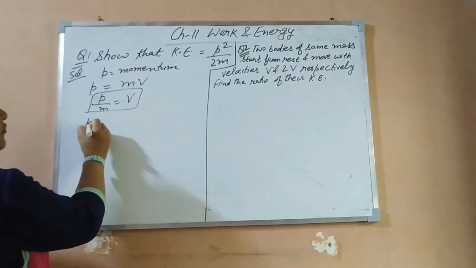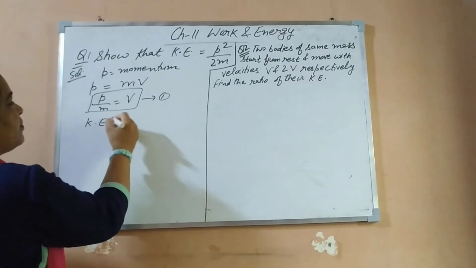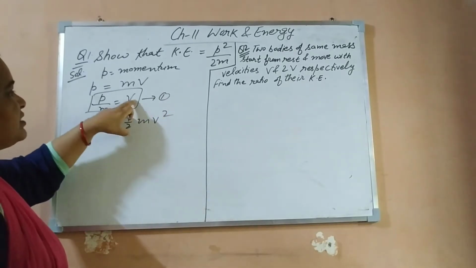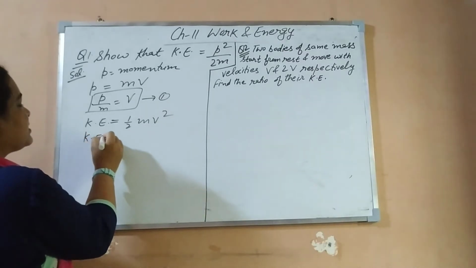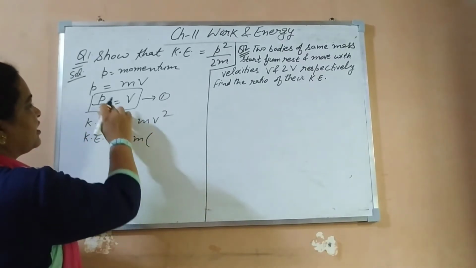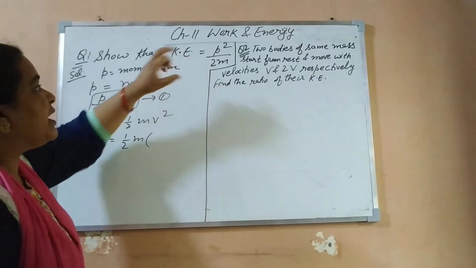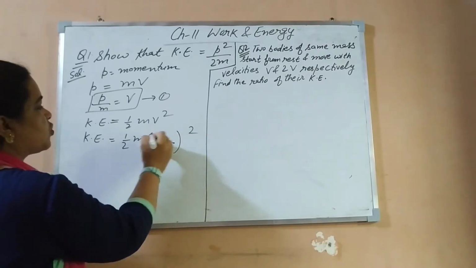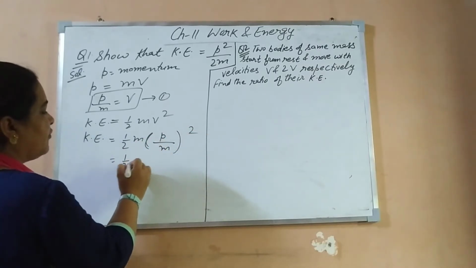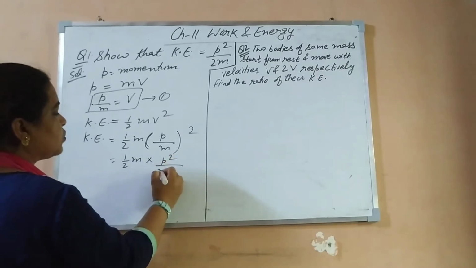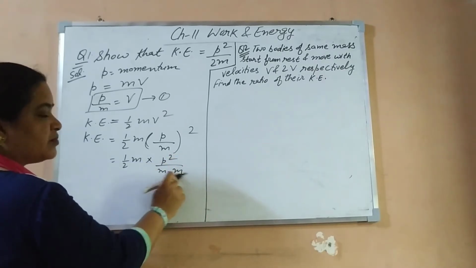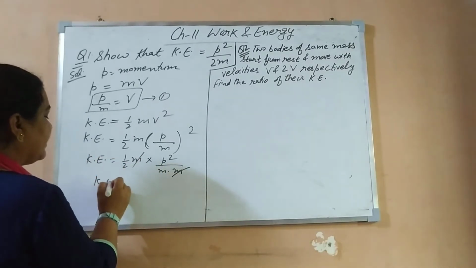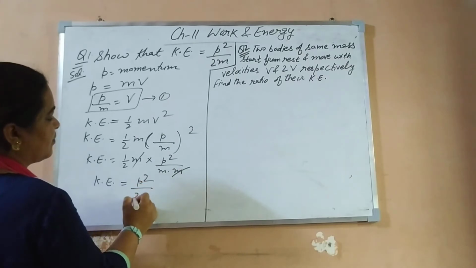What is the kinetic energy formula? Kinetic energy is given by the formula half mv square. Now in this formula we will substitute this velocity. So what is kinetic energy? Half m. What is v? Because we are comparing momentum and kinetic energy, that's why we are calculating in this term. P upon m whole square. It's clear? So half m into P square, m into m. I am not writing m square, I am writing them separately. And m cancels out. So we have got kinetic energy is equal to P square upon 2m.